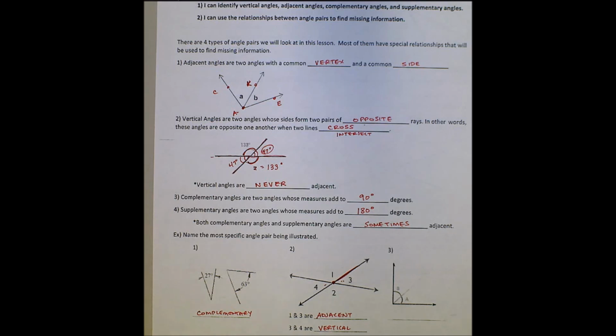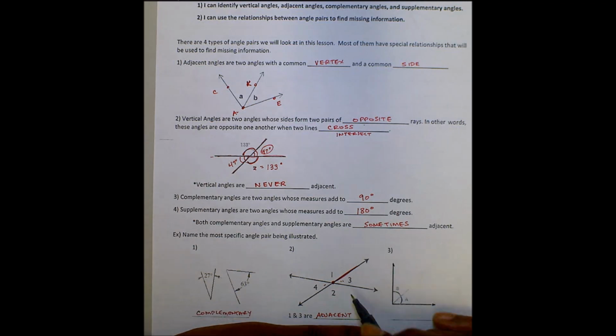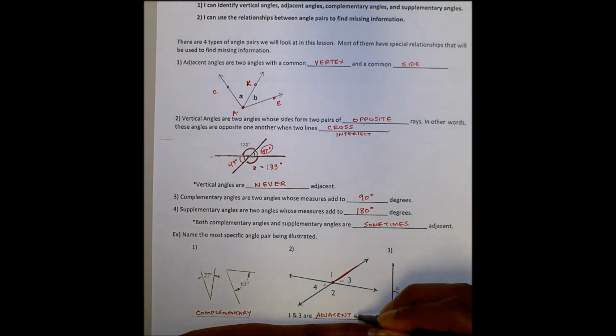Okay, I'm going to add to 1 and 3 because you might have been like, oh, Mr. Wilson messed up. Well, maybe. They are adjacent angles. I don't know if it's the most specific angle pair. They are adjacent because they're touching each other. But they are also supplementary. Okay, and remember that because they make up a straight line, they have to add up to 180 degrees. So they are adjacent supplementary angles.